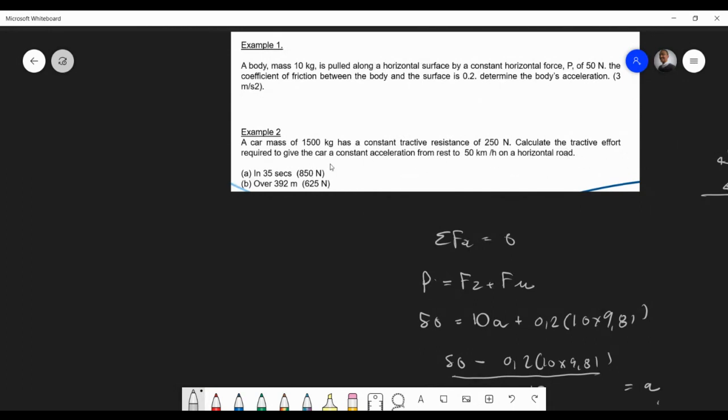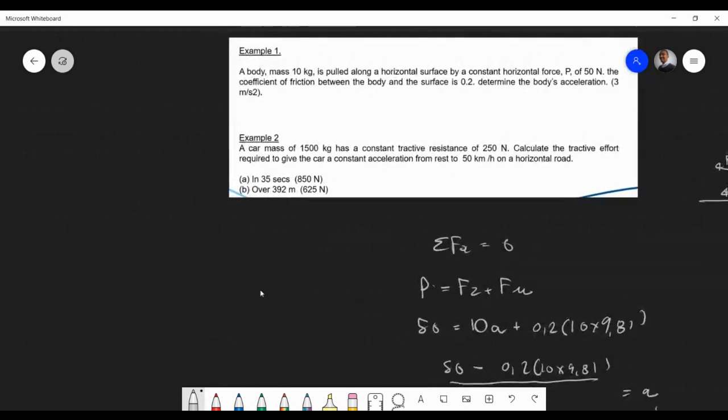Calculate the tractive effort required to give the car a constant acceleration from rest to 50 kilometers per hour on a horizontal road, in 35 seconds, and over a distance of 392. So what they're saying is how much force you require to move that thing on a horizontal road to that particular speed, assuming that all the losses are going to be 250, or force losses anyway. Let's try that example. Let's see if you guys can tackle that one.